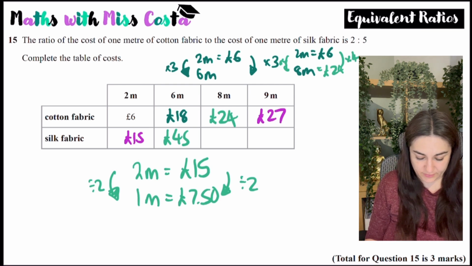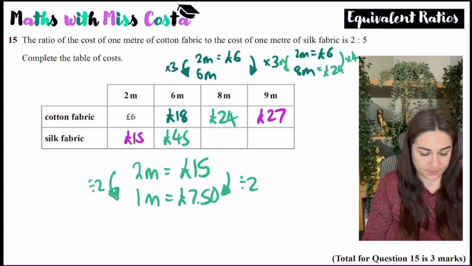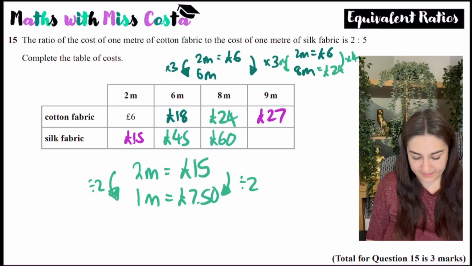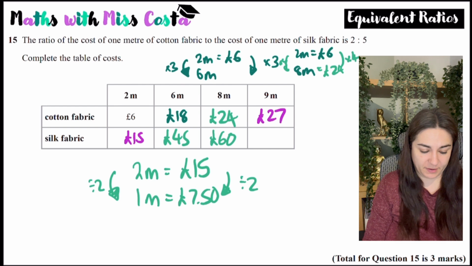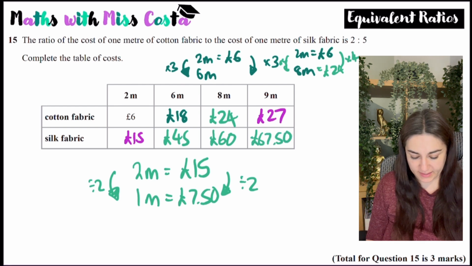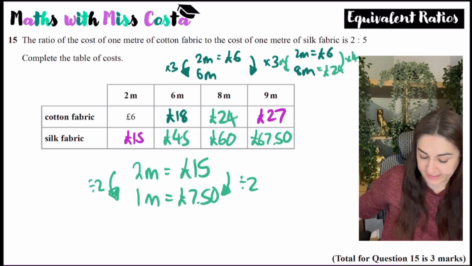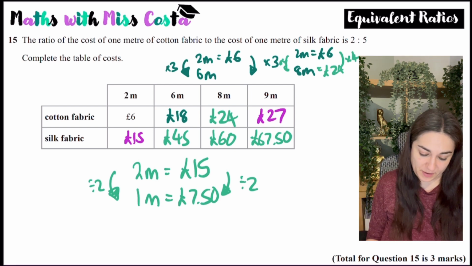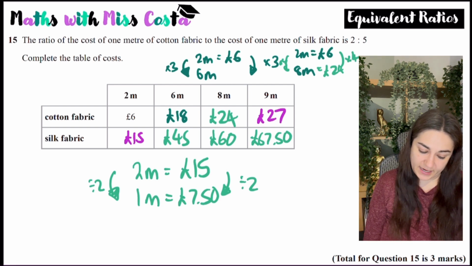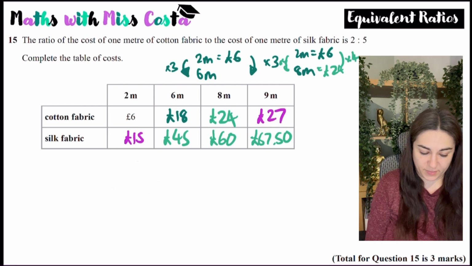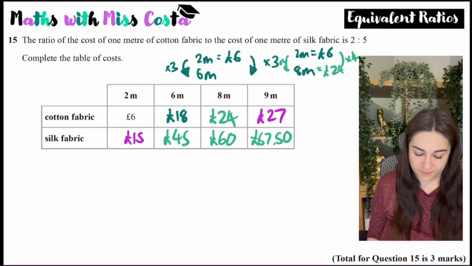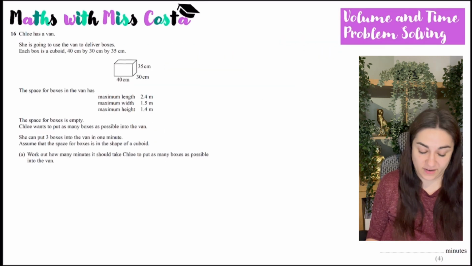And then I could do 8 times £7.50, which would give me 60. And then 9 times £7.50, which would give me £67.50. So the trick here is you're going to use the information that they've given you about the ratio to be able to work out the cost of silk. And then actually the best way would have been to just work out the cost of 1 metre for each of them and times it by 6, then 8, then 9.